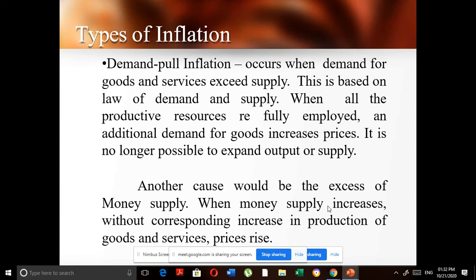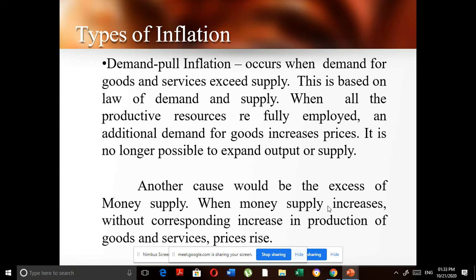Okay. So, demand pull inflation: when the demand is more than the supply, you can say D more than S, demand exceeds supply, so it is demand pull inflation. When you see the definition, it occurs when demand for goods and services exceeds supply. And this is based on the law of demand and supply. Who remembers the law of demand from microeconomics? Law of demand. Prices increase, quantity demanded.